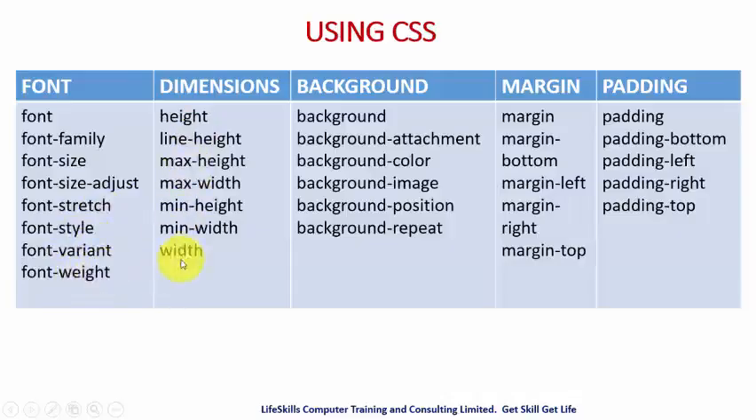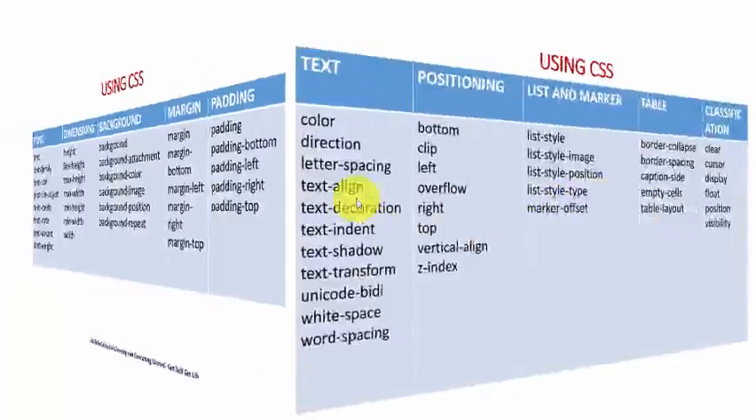Then we have dimension. When you are designing responsive websites, you will need to learn how to make use of dimension. Then we have background. I've already used background color. So all these other background properties, we're going to make use of them in our practical application of CSS. The margin is another important aspect. We're going to make use of margin a lot in our website development. Then padding. There's a difference between margin and padding. I'm going to explain that as we continue.